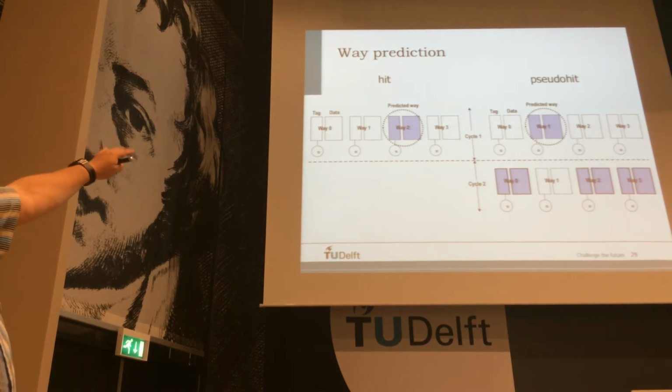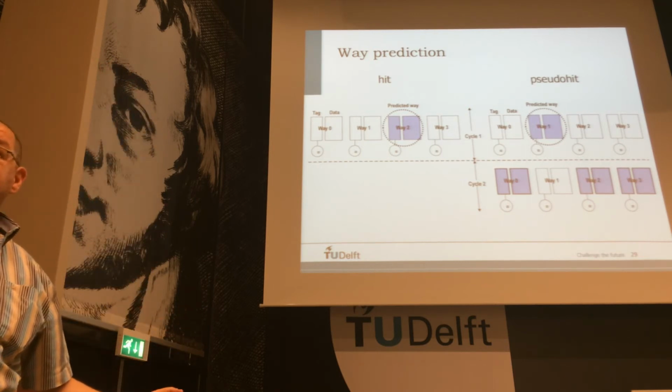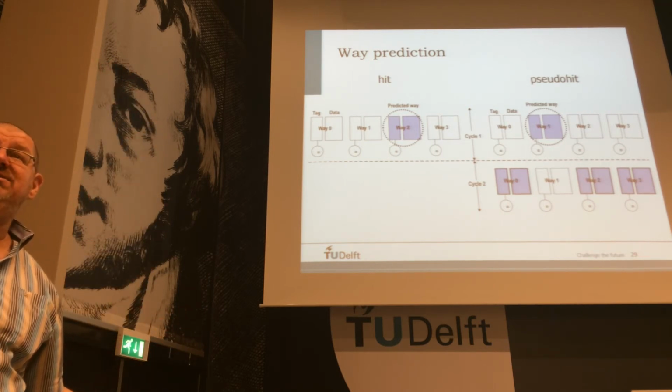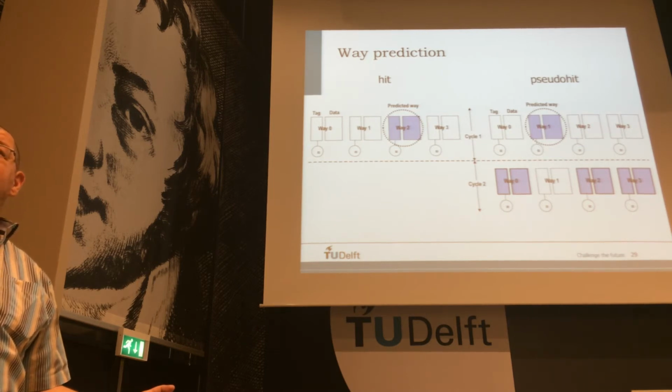If I do prediction right, I have it with one comparison. Low energy also. I'm just activating one set. I'm fast.